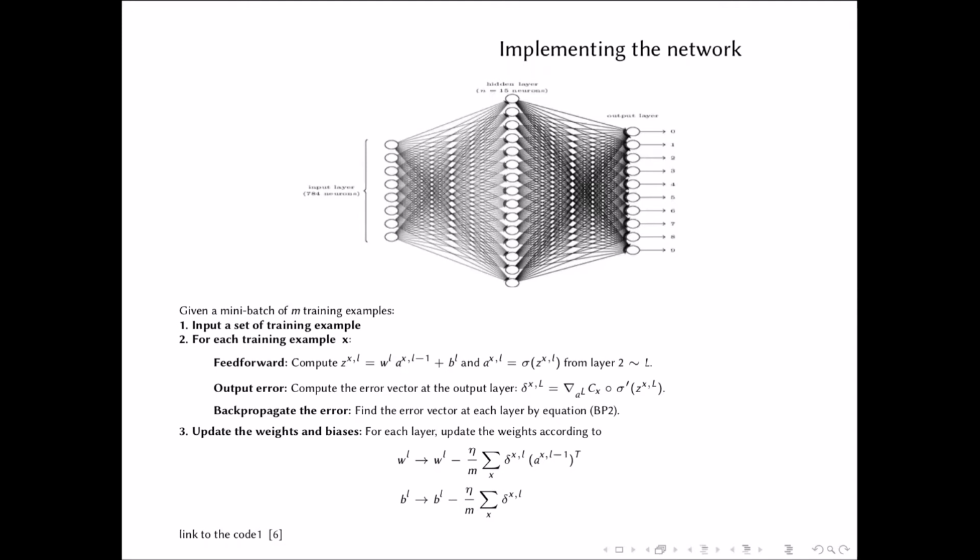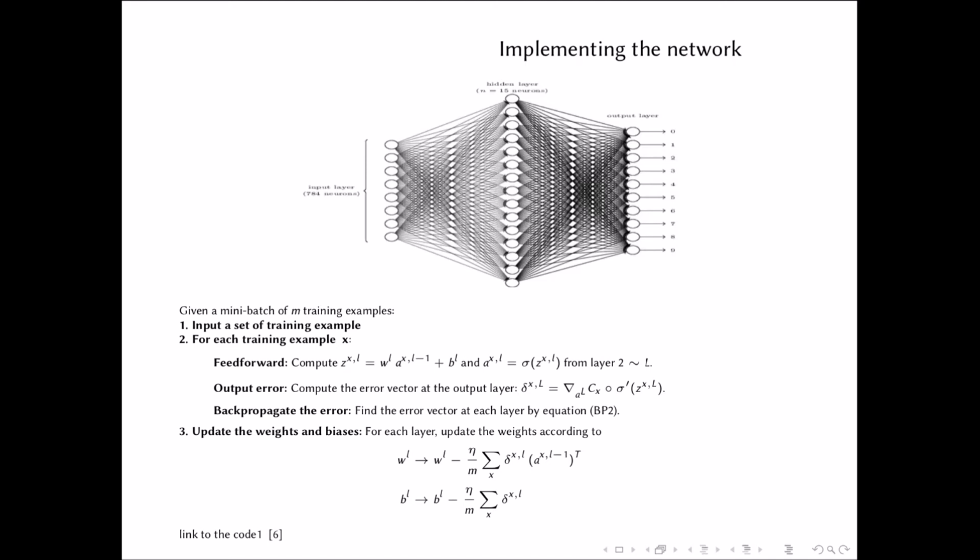first, as we saw before, input those grayscale values one by one in the input layer, and we feed forward. So we can compute the weighted inputs in each layer and the activation in each layer, from layer 2 to the last layer. After computing this, we compute the output error according to fundamental equation 1, and we backpropagate the error.